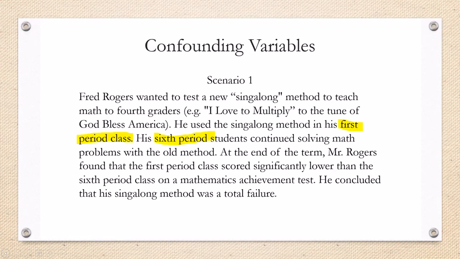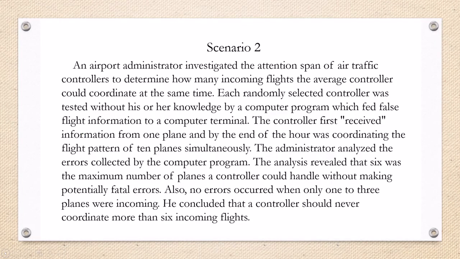Again, we have a confounding variable. The way the study was designed, the controller first received information from one plane. By the end of the hour was coordinating 10 planes. So at the beginning of the study, when the controller is more rested and more able to attend easily, there were only 1 or 2 planes. As time went on and the controller got more fatigued and tired, there were more planes.